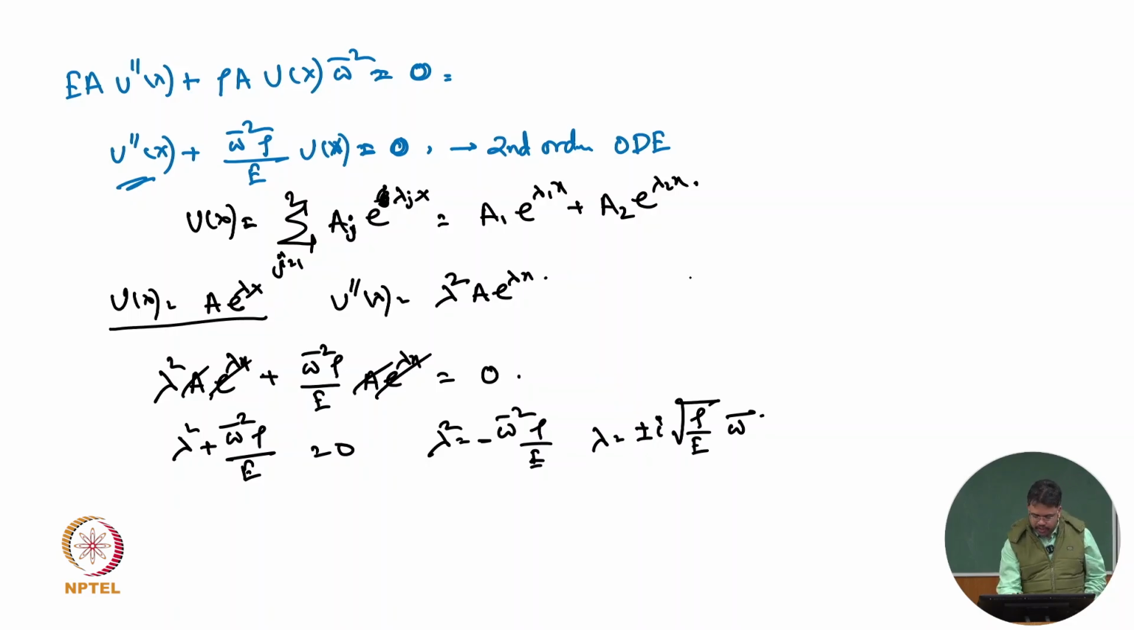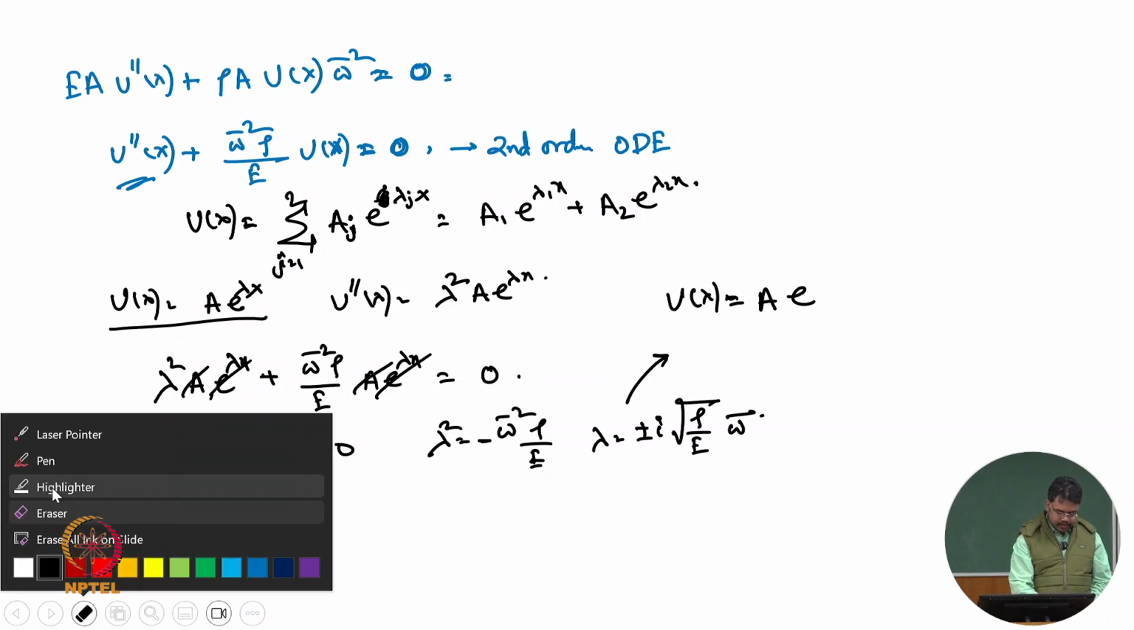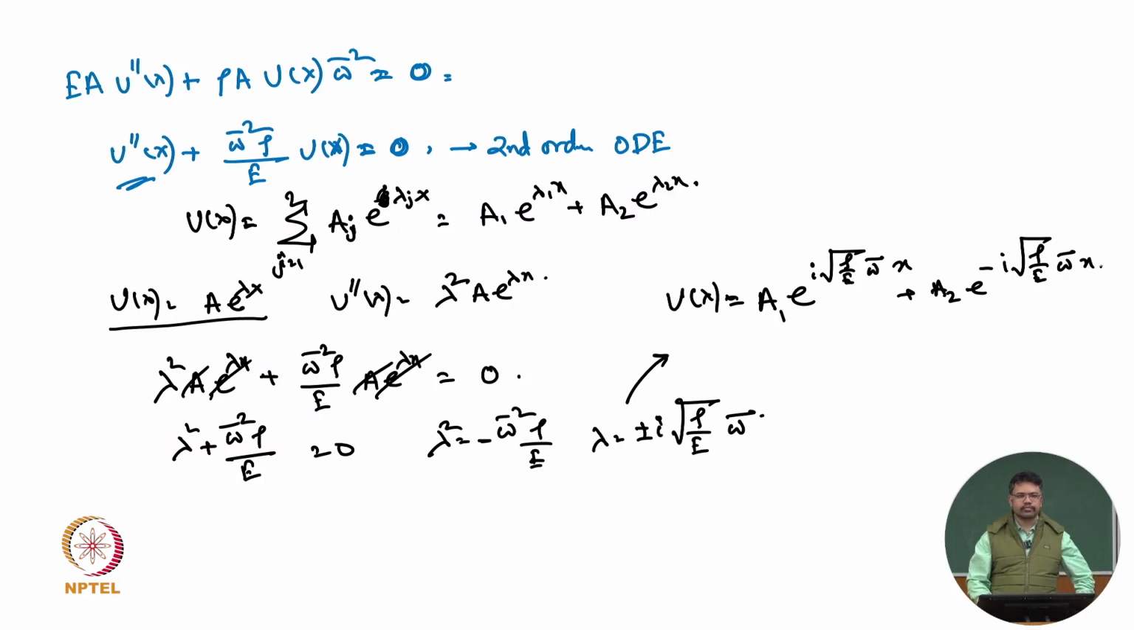So what is your solution now? Now your solution will become u of x equal to a into e to the power of plus minus i, not like this way, because it has two roots, we already know. So we should write it in the previous manner. So a1 e to the power of i root rho by E omega bar x plus a2 e to the power of minus i root rho by E omega bar x. Got that? So this way we can write it.